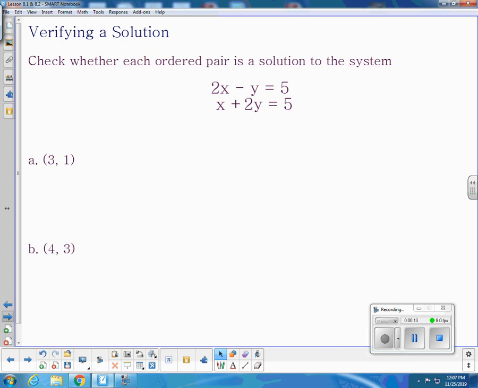Now let me ask you this. Don't even write this down. Listen to me. Do you know how to check to see if something works? Yes. You're plugging in the x and y in both equations. If it works for both of them, then it's a solution. Do we need to go over that? No. Okay.